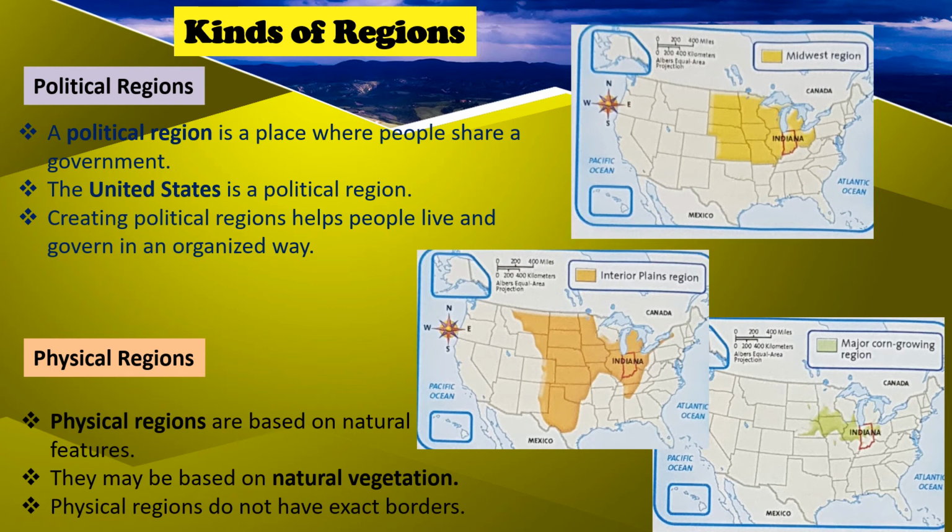A forest ranger, for example, might divide the United States into regions. These regions might be based on the kinds of trees that grow in different places. Unlike political regions, class, physical regions do not have exact borders. For example, the change from one landform region or climate region to another happens gradually.